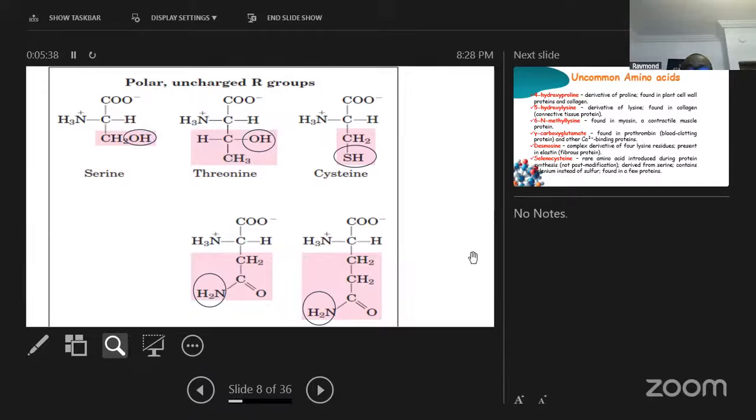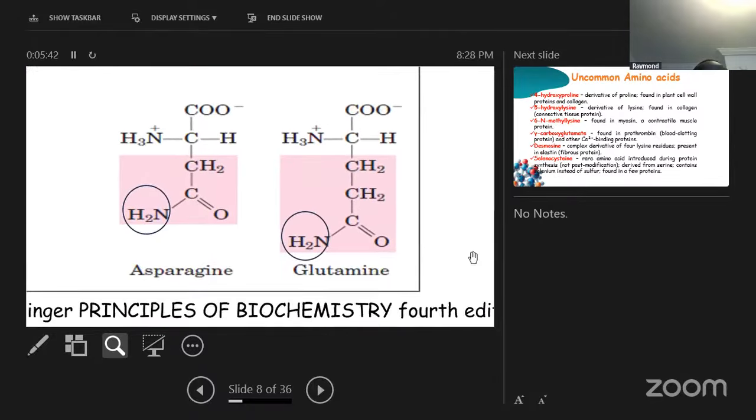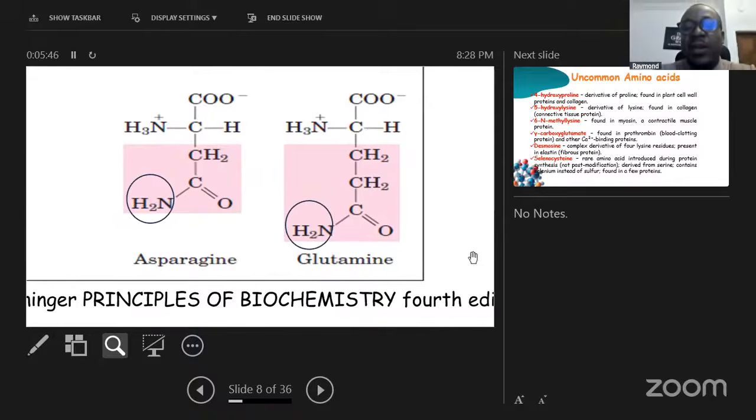The other one we have here is asparagine and glutamine. If you look at the structure of asparagine and glutamine, you find out that asparagine has a similar structure to aspartate. Glutamine has a similar structure to what? Glutamine has a similar structure to glutamate. In fact, sometimes they are referred to as the amine counterparts of aspartic and glutamic acid.